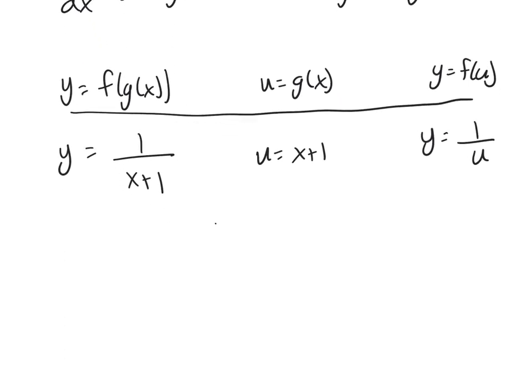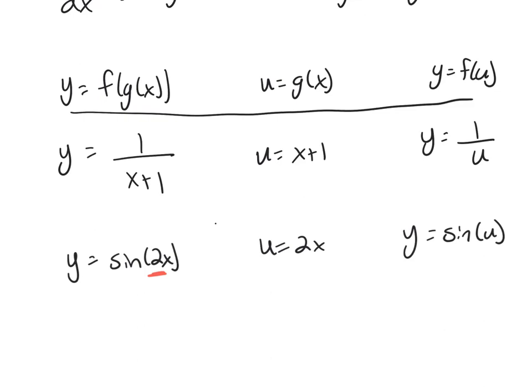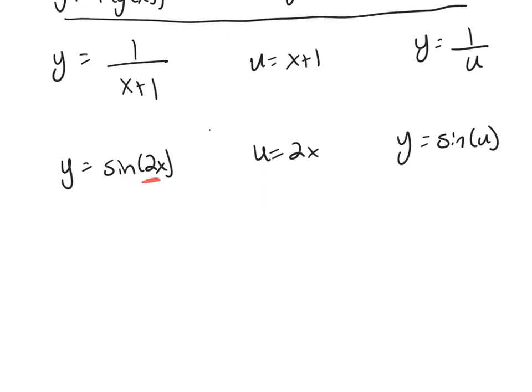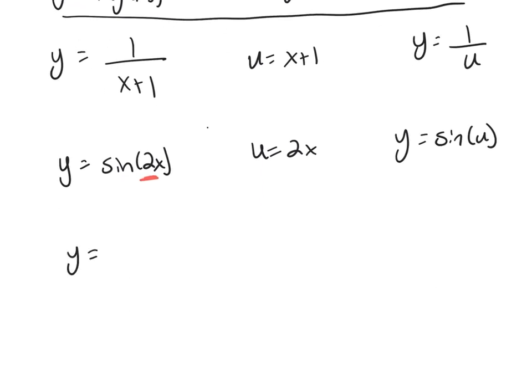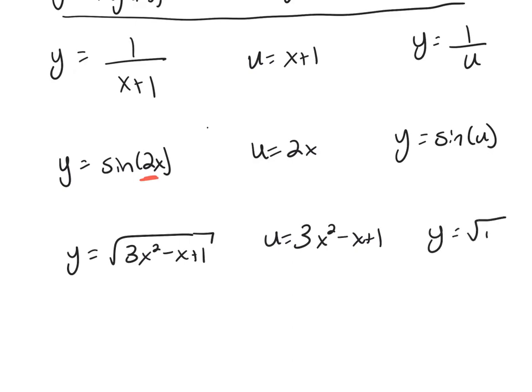Let's look at another one. y equals sine of 2x. What would the inside part be? It would be the 2x, and the outside would be the sine function. Let's look at a square root now. y equals the square root of 3x squared minus x plus 1. The inside would be what's underneath the square root, and the outside would be the square root function.